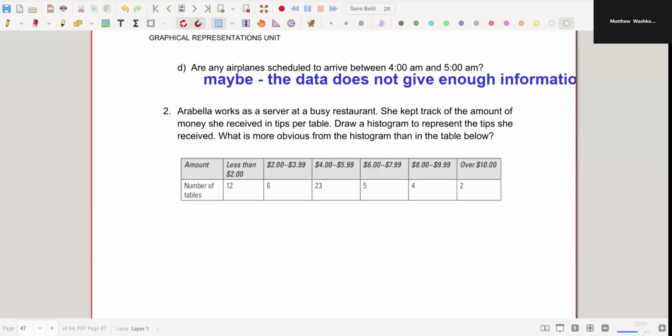Okay, so question 2 here. So Arabella works as a server at a super busy restaurant. She has kept track of all the money she received in tips per table. Draw a histogram to represent the tips she received. And then, so one question, draw a histogram. Two, what is more obvious from the histogram than in the table below?